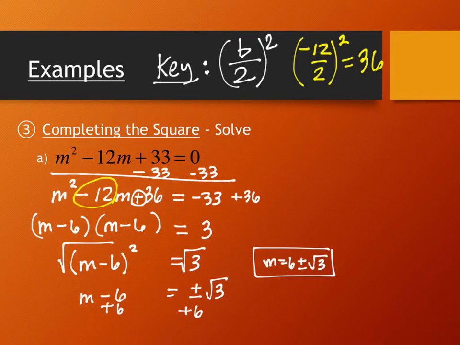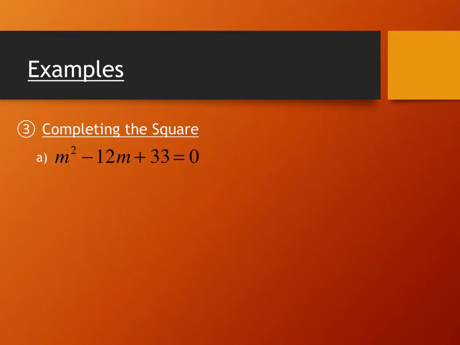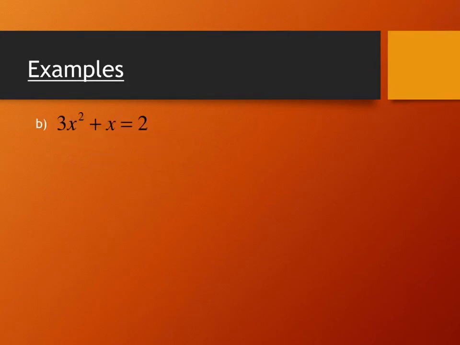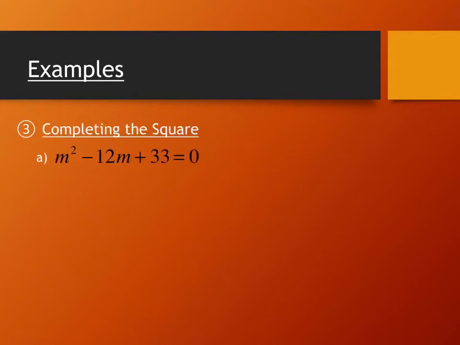Okay. All right. I've got one more of this variety to show you, completing the square variety anyway. Oh, because there's a typo. It should say 3x squared plus x equals 2. Here we go, 3x squared plus x equals 2.